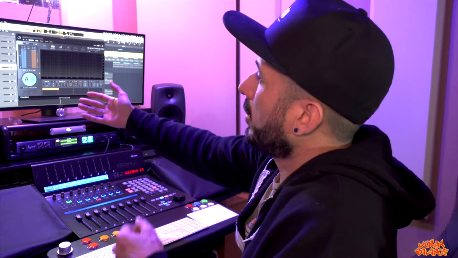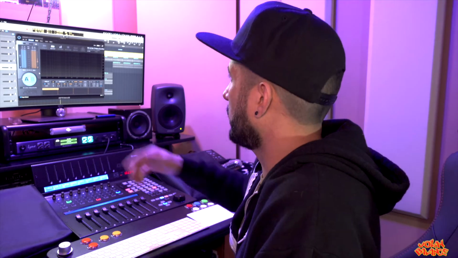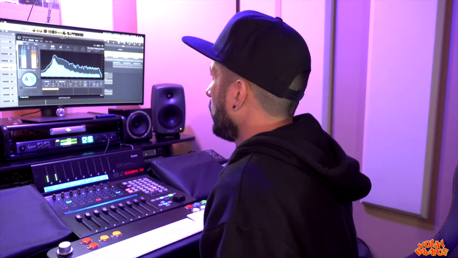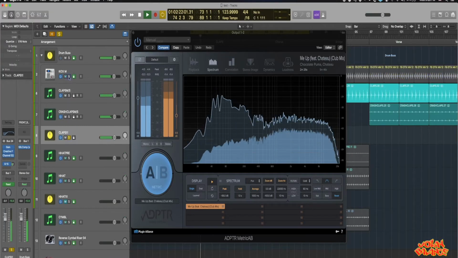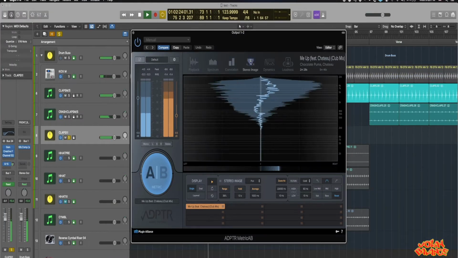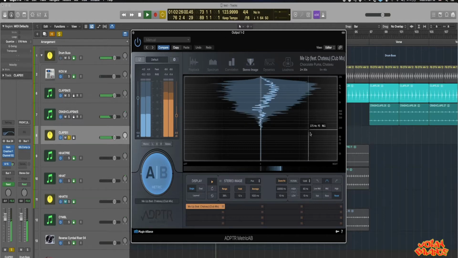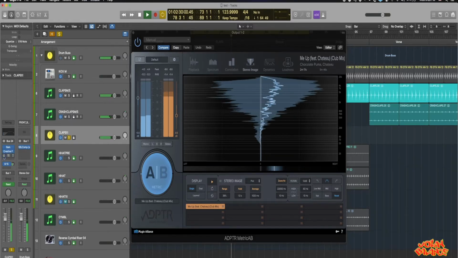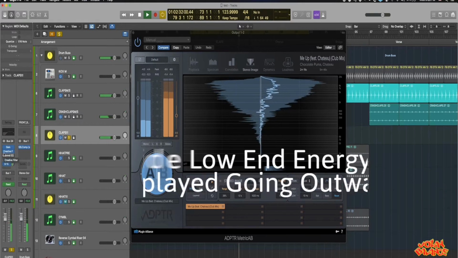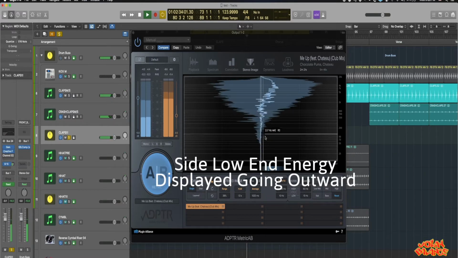So you load up a plugin like Metric AB, and you add some claps, and you check the stereo information. As you can see, I probably added an EQ. Look, if I take the EQ out, you can see a little bump from about 40 to 90 or 100 Hz. You see that little bump right here?